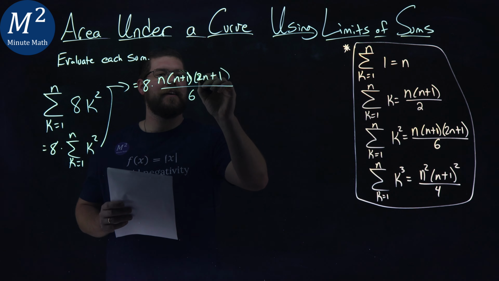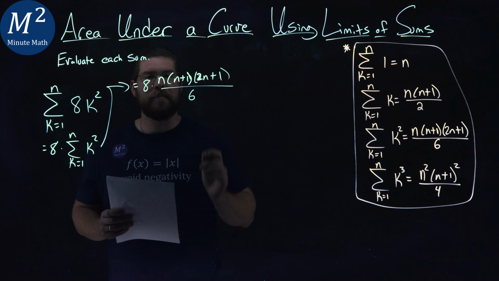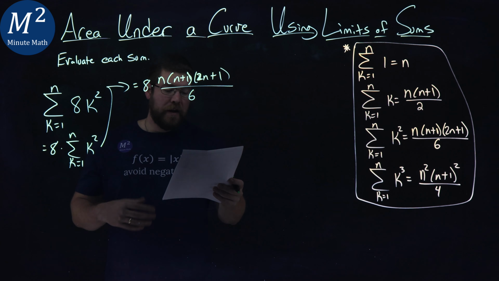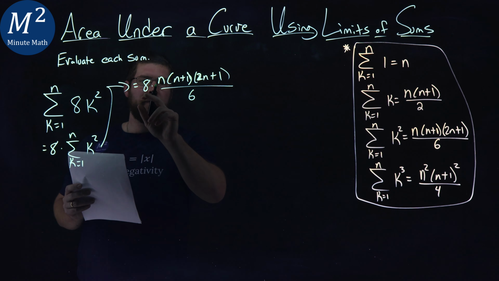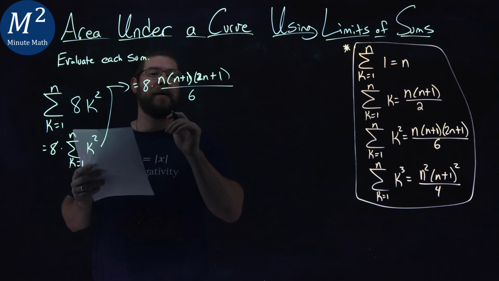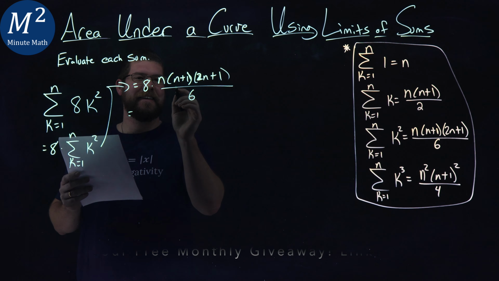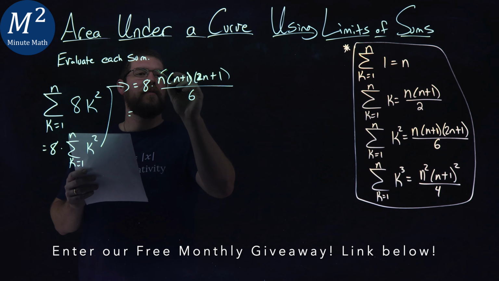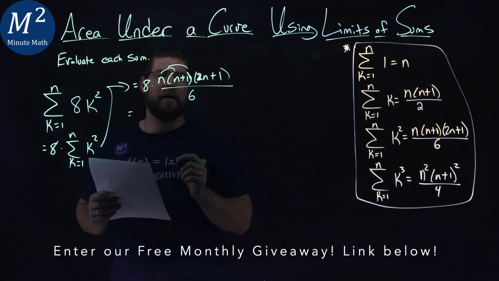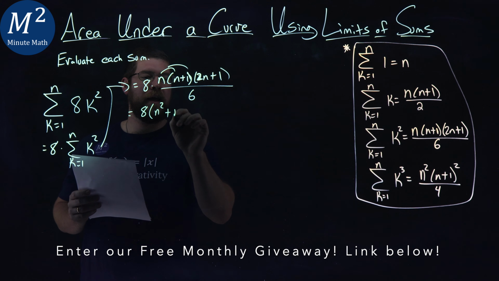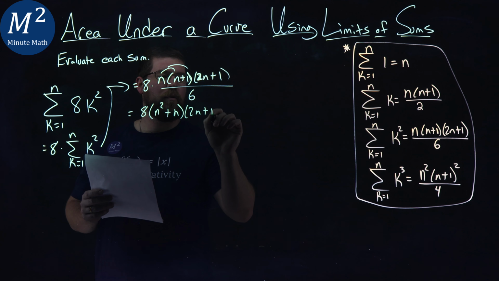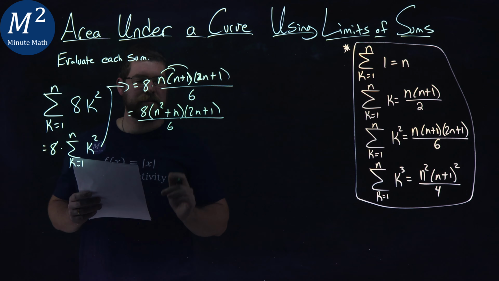Alright, that's a 2 right there. There we go. So now we're just going to do some algebra to simplify this, right? Well, 8 and 6 come out. Well, actually, I'll wait to do it later. Never mind. Let's go multiply this out. Right here, let's do the first part, n times n plus 1. So we have 8 times n squared plus n times 2n plus 1 over 6.